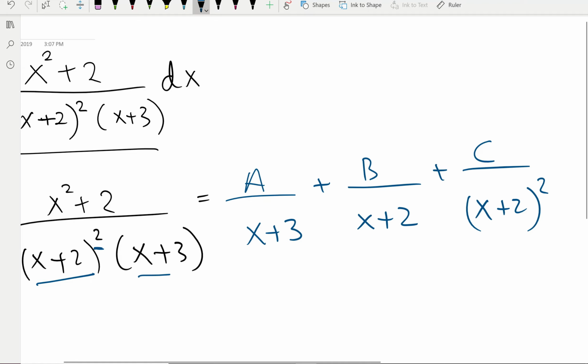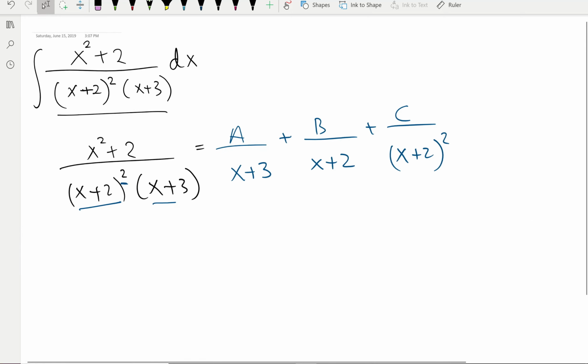Now we have to find the numbers. In this example, I'm not going to show you how to find the numbers. I will give you the numbers, but in the next example that I do in this video, I will show how to solve a full problem. So let's first focus on integration here. These are the numbers.